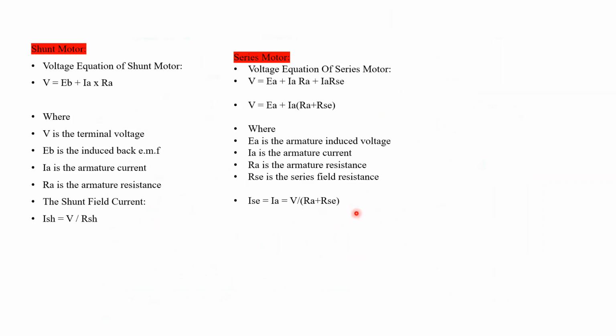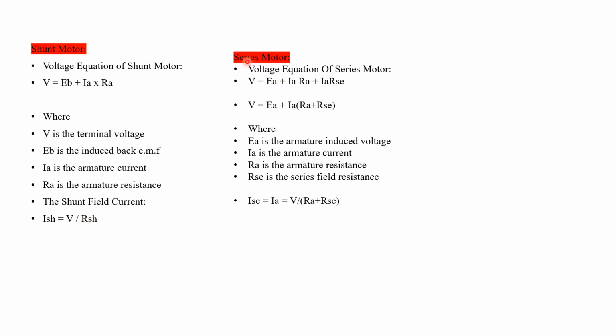Next, we have already seen the equation V = Eb + Ia Ra for the shunt motor. Current is voltage divided by resistance, I = V / R, so Ish = V / Rsh, where Rsh is the shunt field resistance, V is the supply voltage, and Ish is the shunt current.